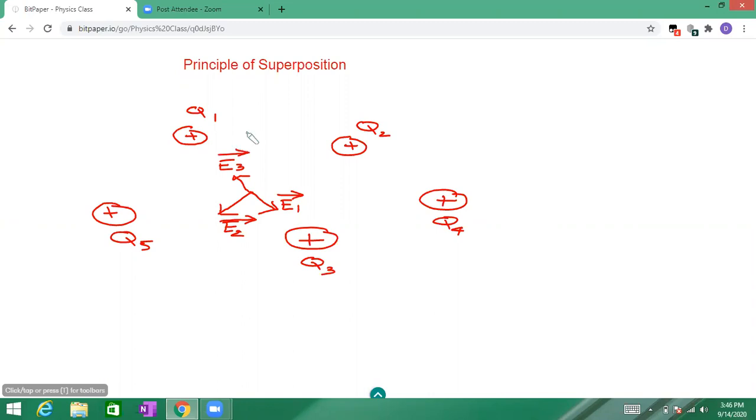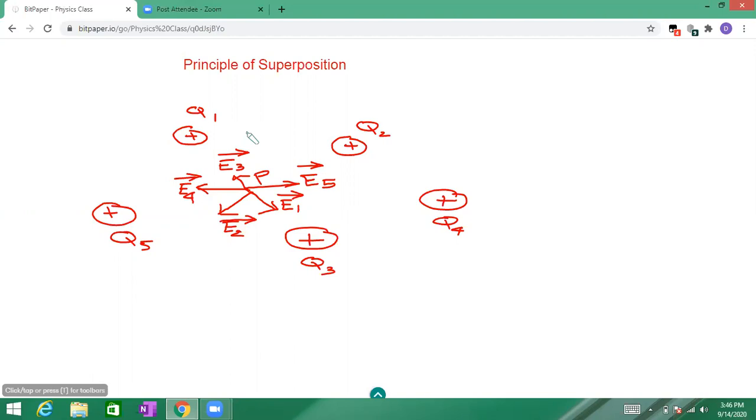Due to Q4, the electric field will be like this. Suppose it is E4 vector. And due to Q5, the electric field will be this one. Say it is E5 vector. Now, due to the 5 different charges, we have 5 different electric fields at the same point. Let us denote this point as P.